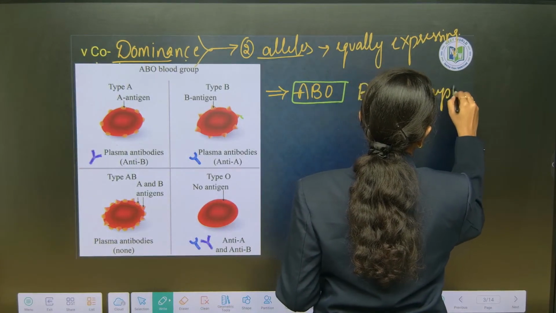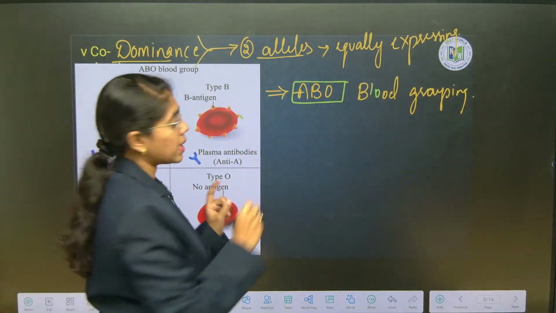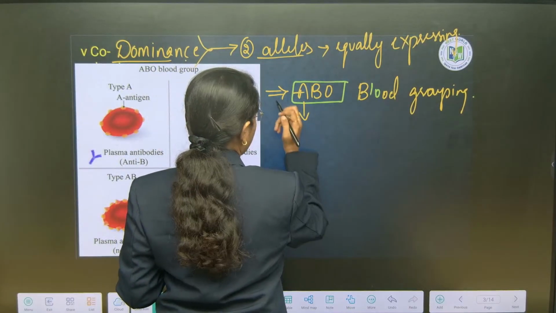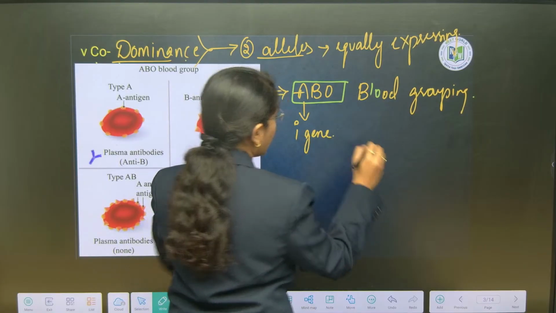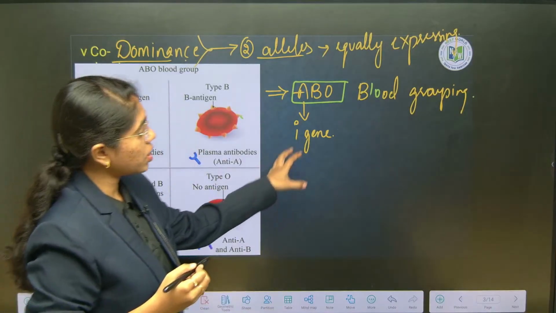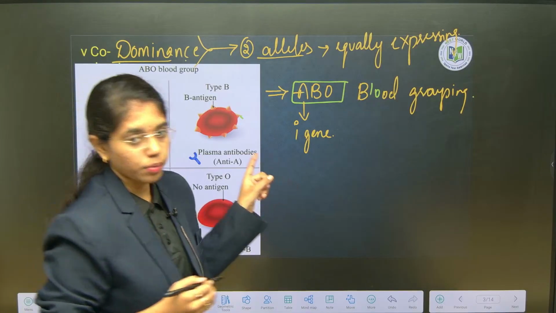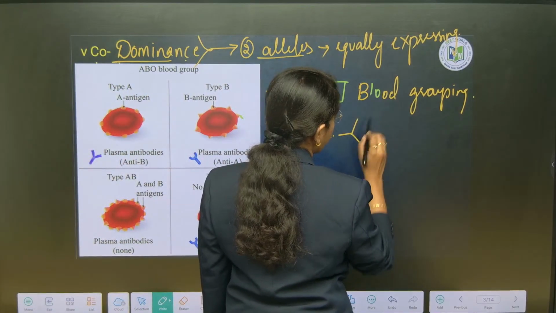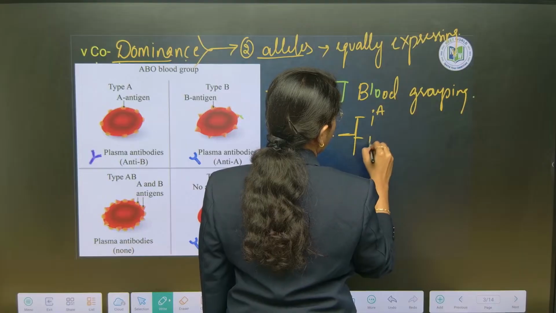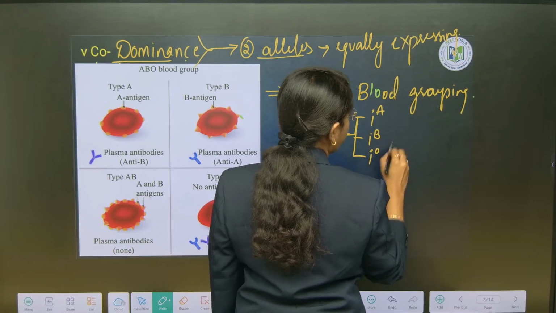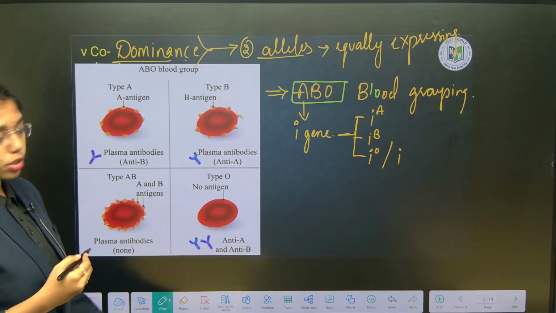ABO blood grouping, this is one character you can consider. This is expressed by one gene. What is that gene? I gene. This I gene is having three alleles, so you will consider this as an example also for, very good, multiple allelism. So, this I gene has how many alleles? 3. What are they? IA, IB and IO, or you can simply write i. These are the 3 alleles of I gene, okay.